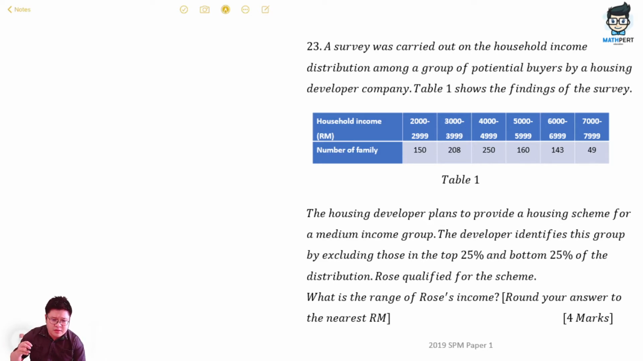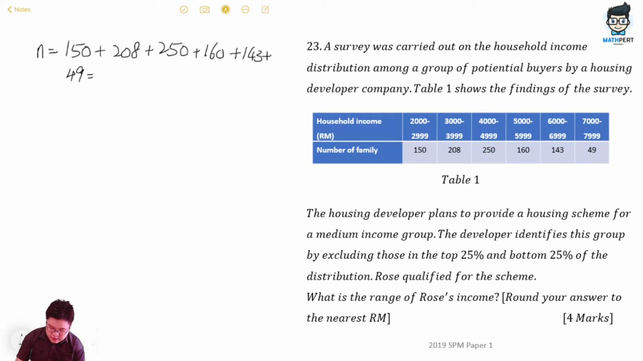So the N, total number of families, is equal to 150 plus 208 plus 250 plus 160 plus 143 plus 49. The answer is 960, meaning there are 960 families that went through this survey.